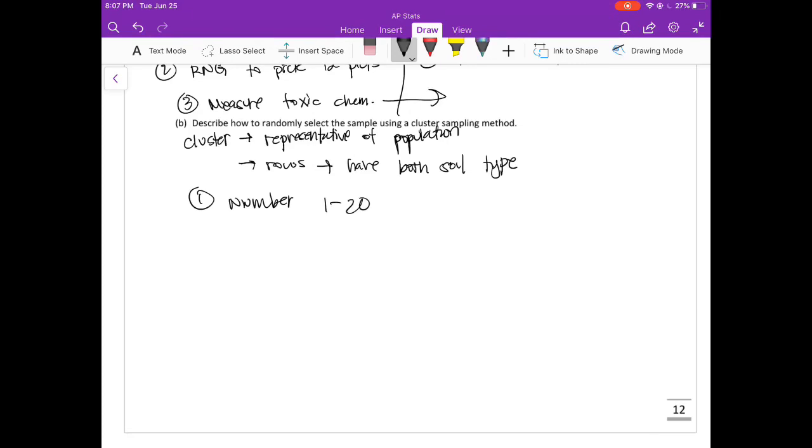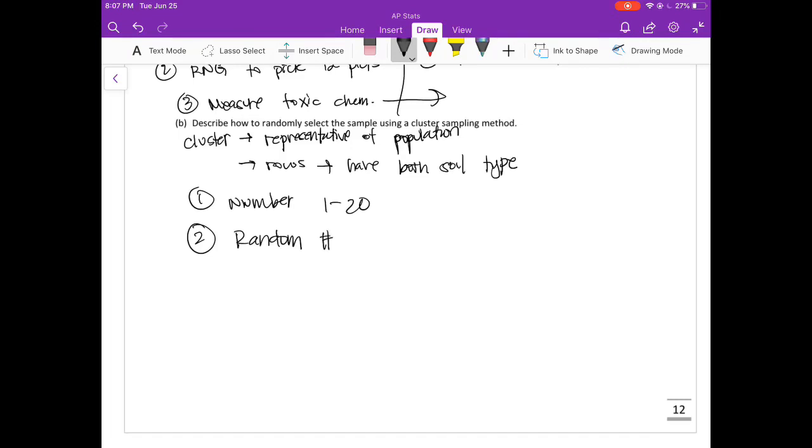Okay, so then our first step is to number from 1 to 20 because there are 20 rows. And then remember that we want our sampling size to be 20 randomly selected locations, right? So each of these rows has 5 columns, so that means that you need to pick 4 rows to get our sample size of 20.